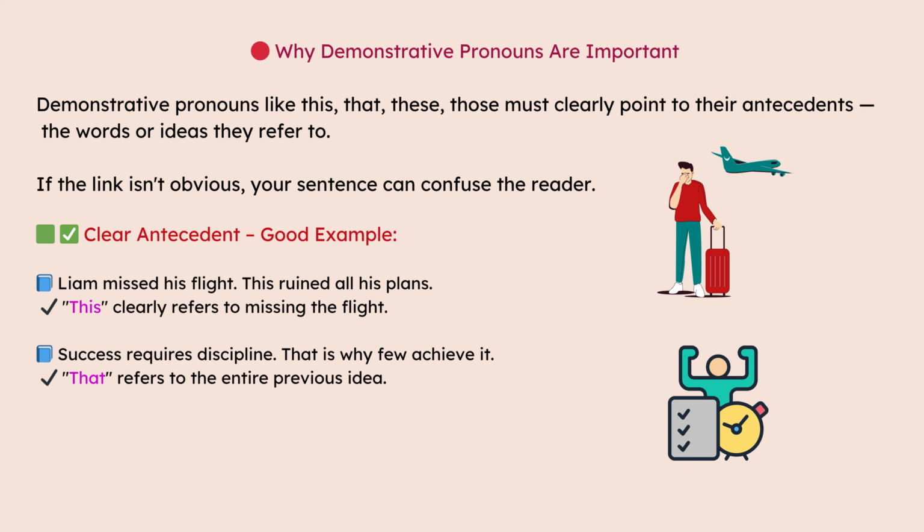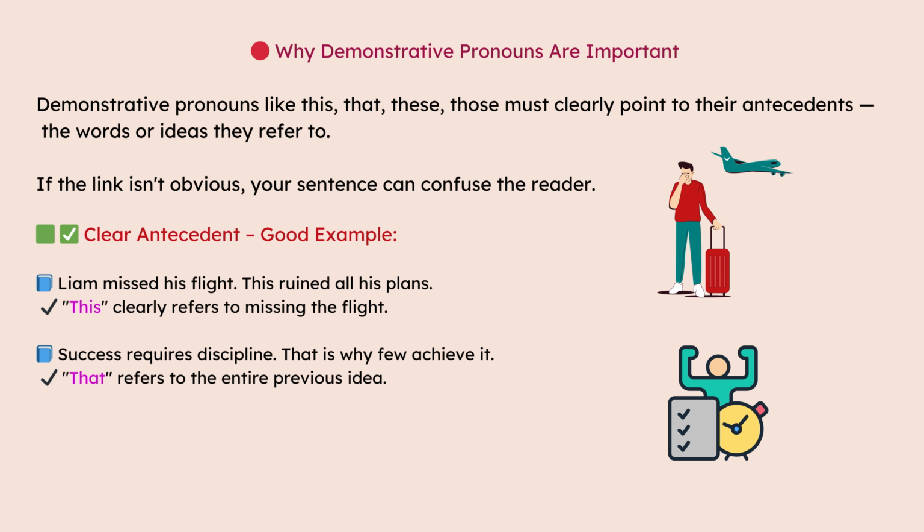Let's understand why demonstrative pronouns like this, that, these, and those are so important. These pronouns must clearly point to their antecedents. That means the specific words or ideas they refer to. If the connection isn't clear, your sentence can confuse the reader.